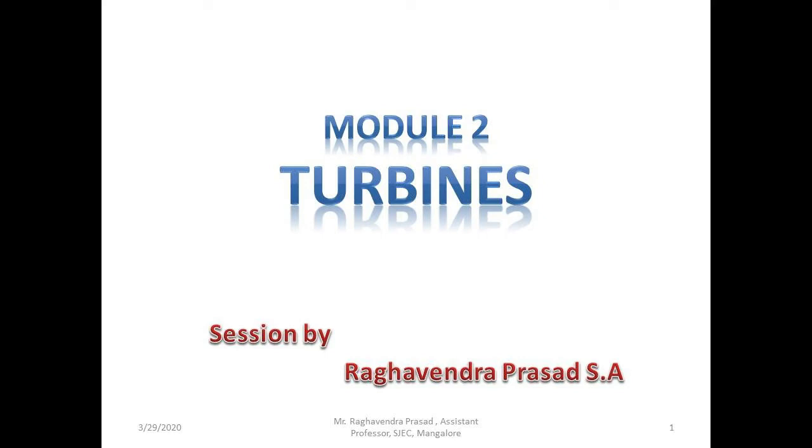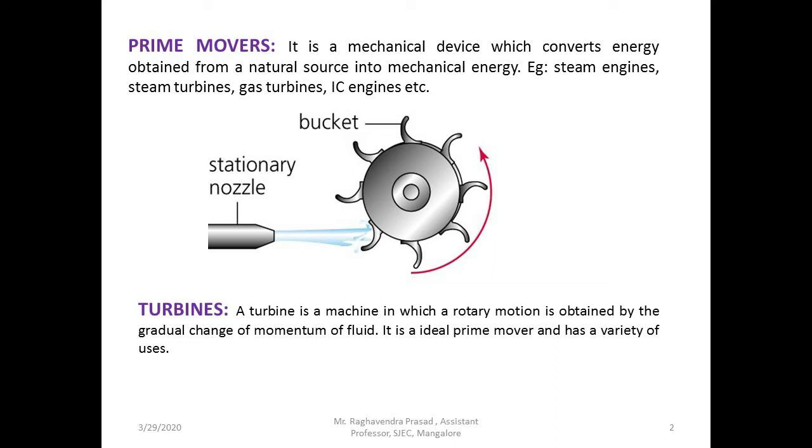The topic is turbines, which is a part of the Elements of Mechanical Engineering subject syllabus, Module 2. Before we discuss turbines, let us see what prime movers are. A prime mover is a mechanical device which converts energy obtained from a natural source into mechanical energy.